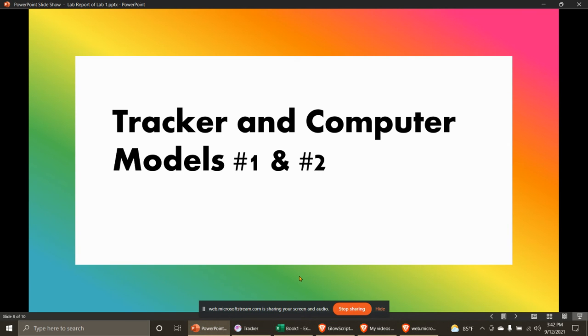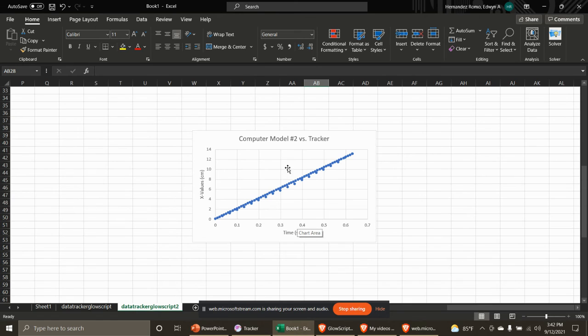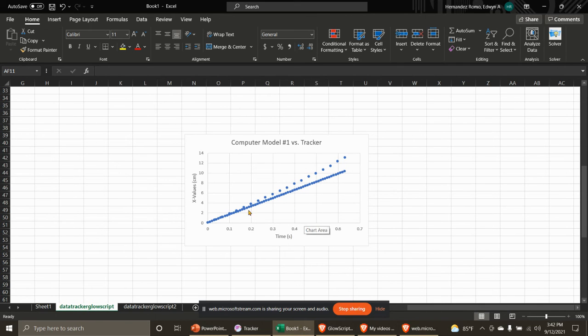So the difference between these two is that, as you can see, this is the second computer model, and there isn't that much discrepancy, even if this one right here in the middle has slightly more. It isn't like the first GlowScript model, where there's a large discrepancy of about 2 centimeters between the computer model and the tracker model.